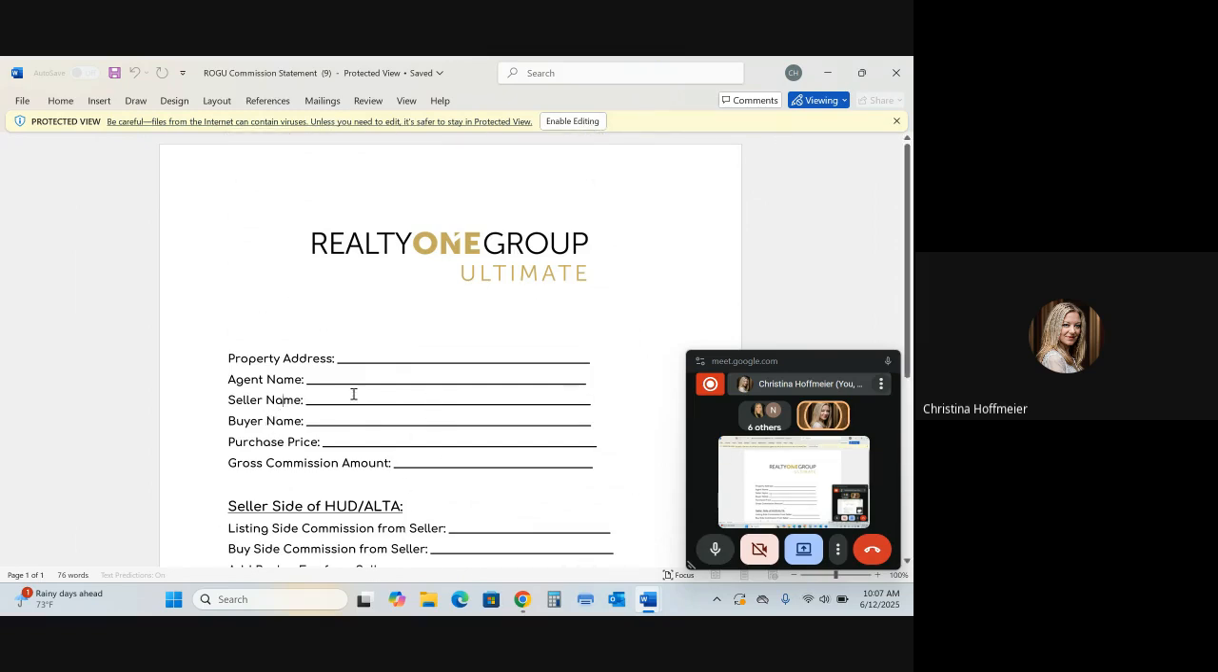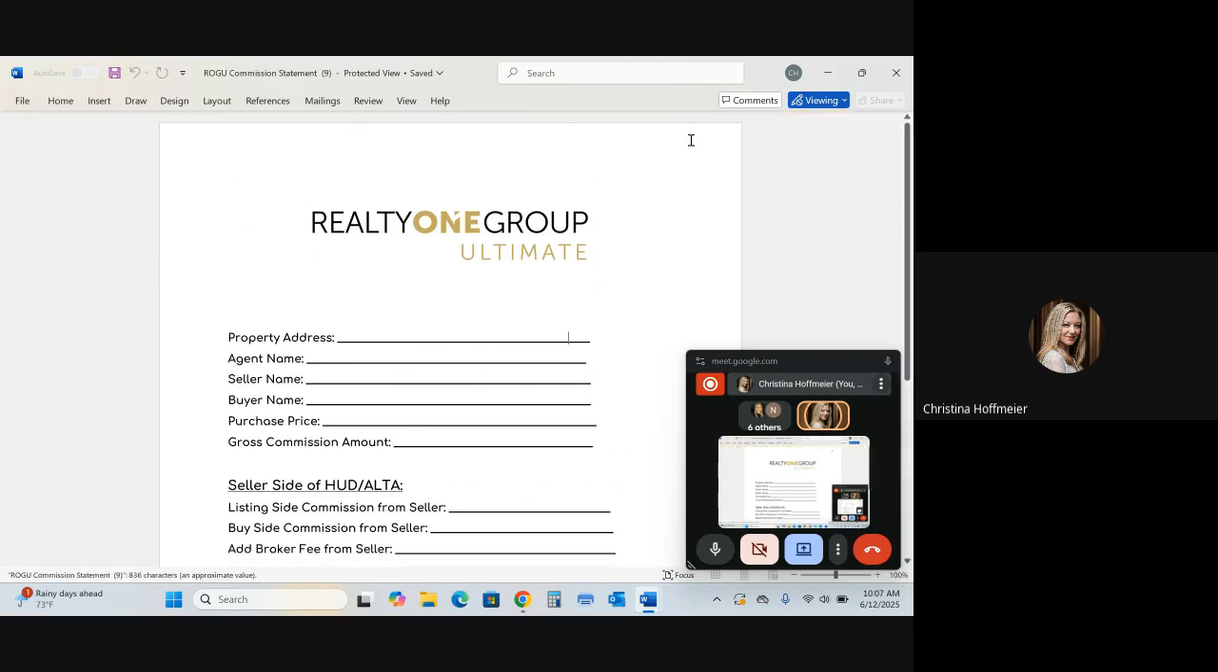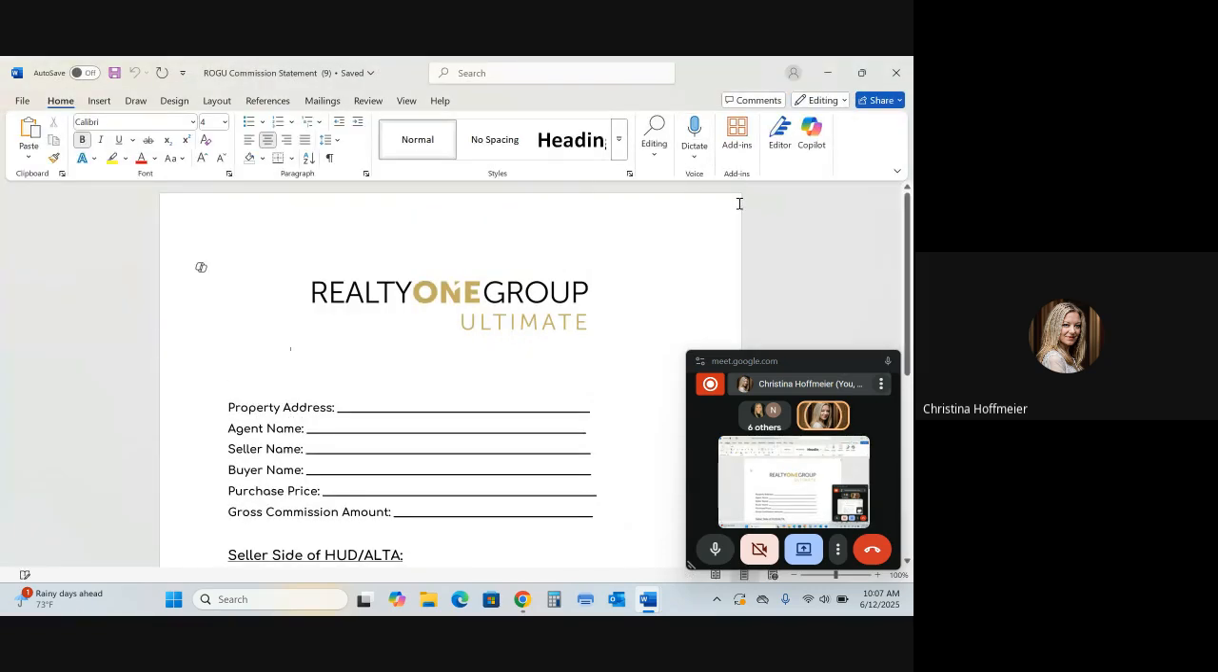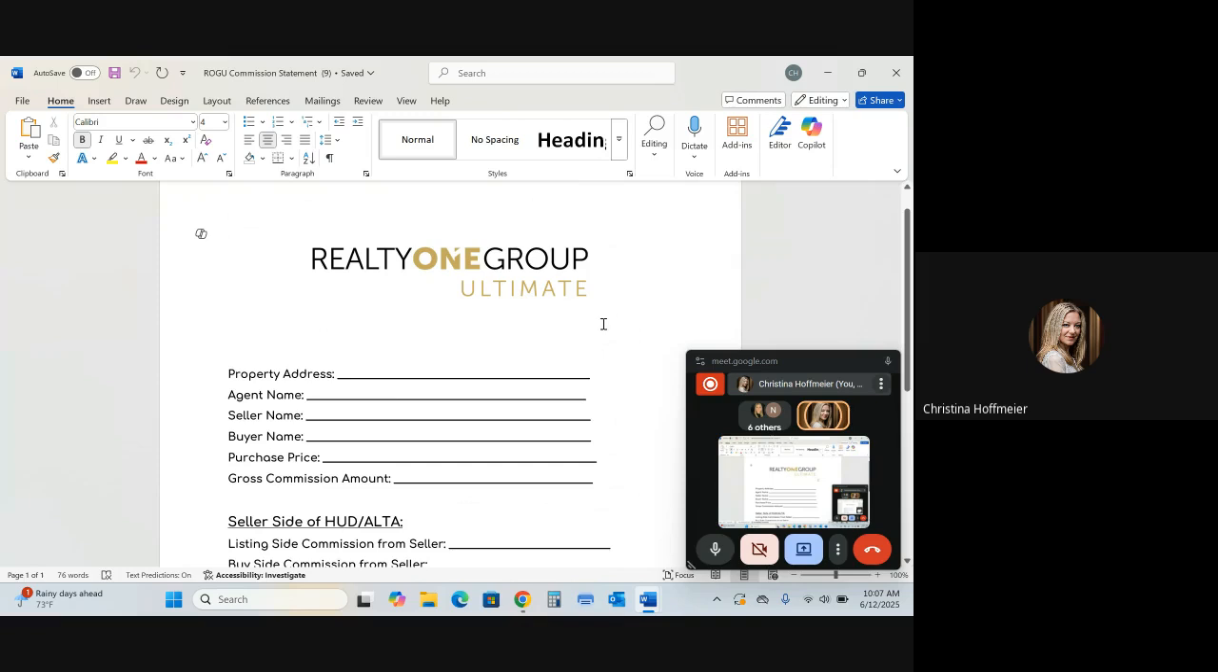You can't edit in here. You can't really type anything in here or save it until you hit this button. So hit this button, enable editing. That's going to completely download it and unprotect it on your computer. And now it's completely editable. So you don't have to print a blank, fill it in by hand, scan it back in. You can edit it straight from here.